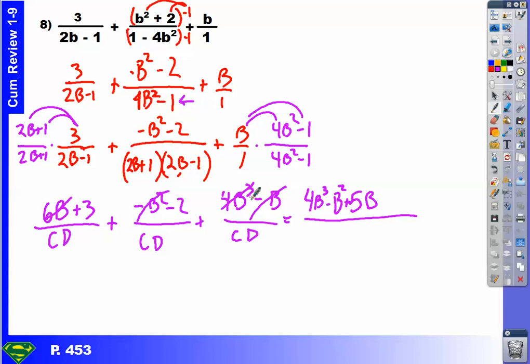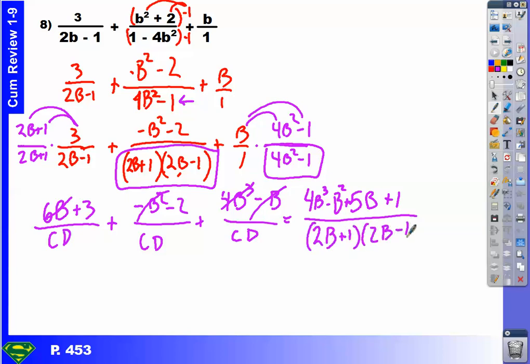So then I have plus 3 and minus 2. 3 minus 2 is 1. That's a positive 1. And that's all over my common denominator, which can be written either way. It doesn't matter. So let's just write it in binomial form. So we have 2b plus 1 times 2b minus 1. This polynomial expression in the numerator cannot be factored. So at this point, you are done. That is the final answer.